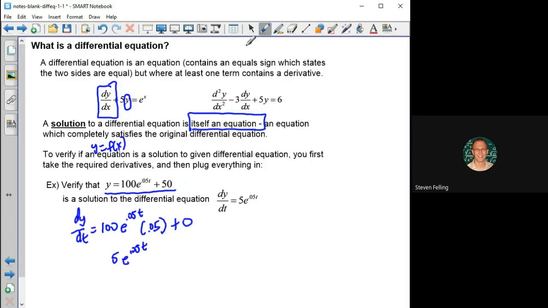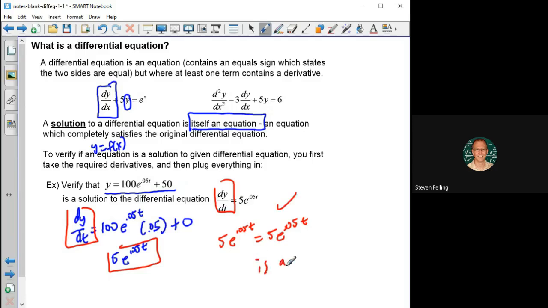So the idea is that I should be able to substitute this in place of this in this equation. If I do that, I get 5e to the 0.05t equals 5e to the 0.05t. And sure enough, when you take its derivative and plug it in, check, this is a solution. Okay, so that's how we find out whether or not something is a solution to a differential equation. We just take whatever derivatives are required and then plug that into the original differential equation to see whether or not it makes the differential equation true.